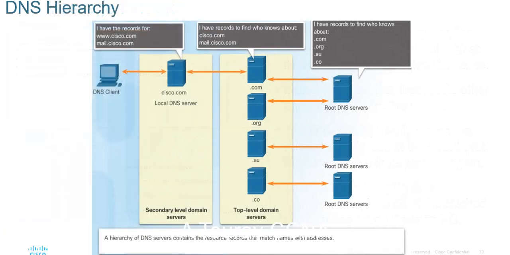So the DNS hierarchy: we have the client. The first thing that the client will request is the secondary domain name, like for instance Cisco.com, and then we have the top level domain. The top level domains are the .com, .org, .au, .gm, and stuff like that. All of those things are top level domains. So the hierarchy of DNS servers contains the resource records that match names with addresses.